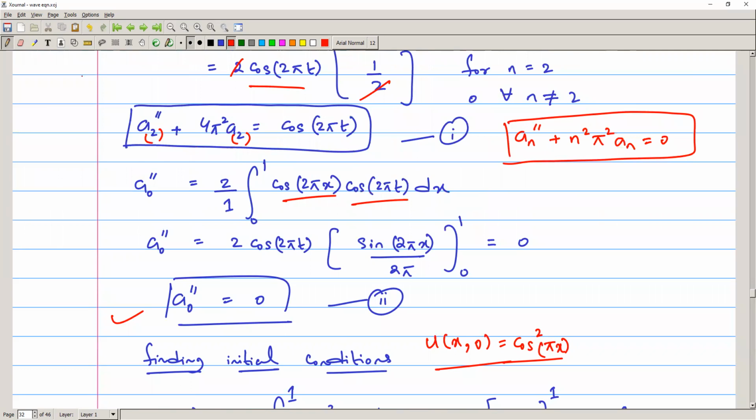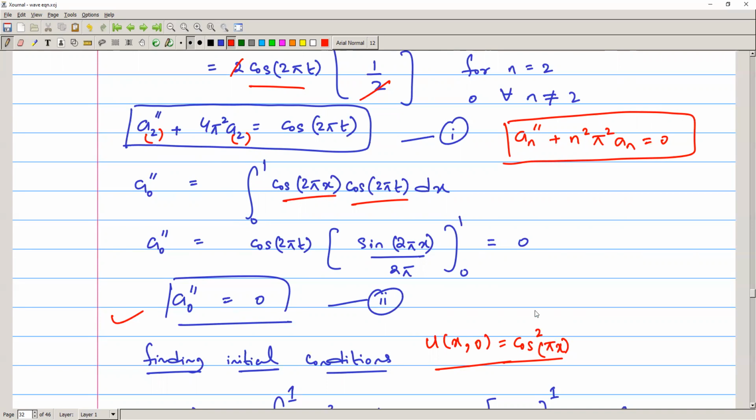So a_0(0) is equal to the integral from 0 to 1 of cosine squared pi x. Here by mistake I wrote 2. This is not 2 here, right? This is only the integral from 0 to 1 of this function. For a_0 we are not going to use 2, because in the Fourier cosine expansion we know that it's 1 over 2 times a_0. Therefore we are not going to use 2 here, right?